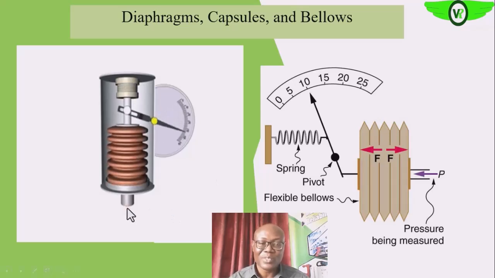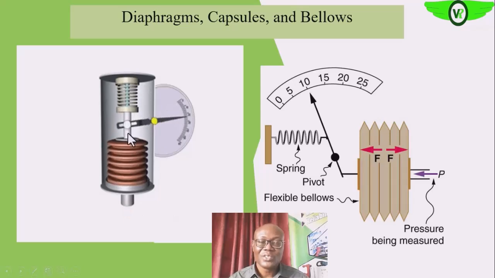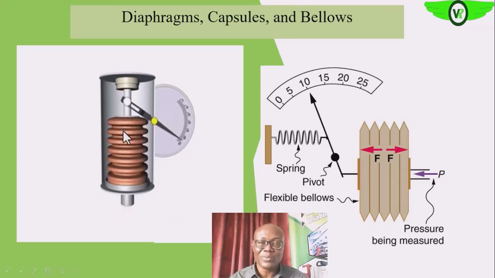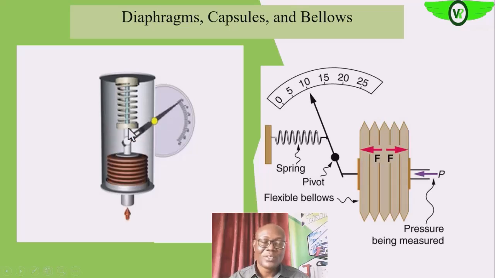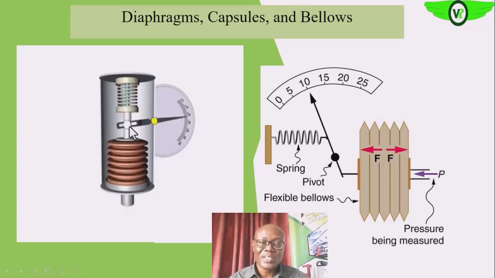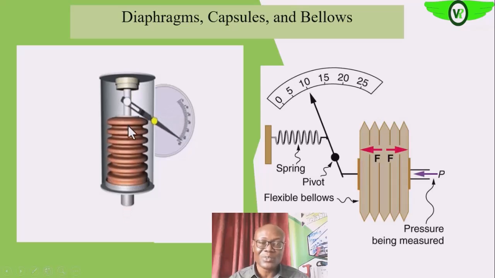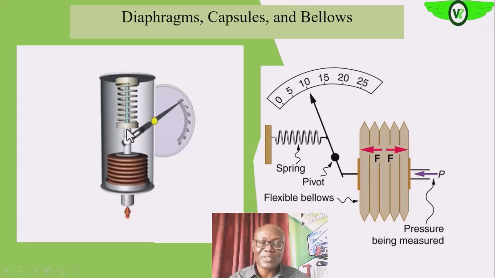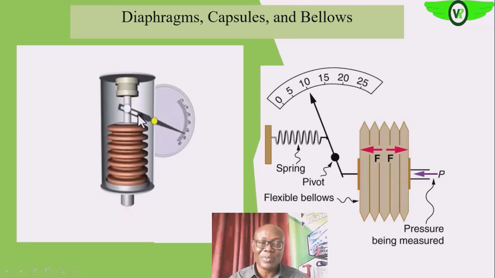So as pressure is exerted, you see it stretches. It opens up, stretches out. And since we have the spindle attached to this lever that is attached to the bellows, as the pressure increases, it moves up, and that is registered on the spindle.